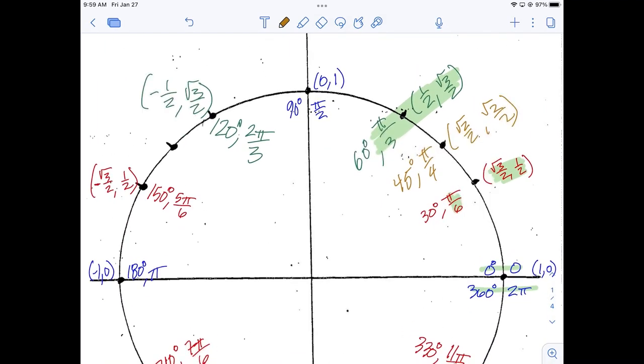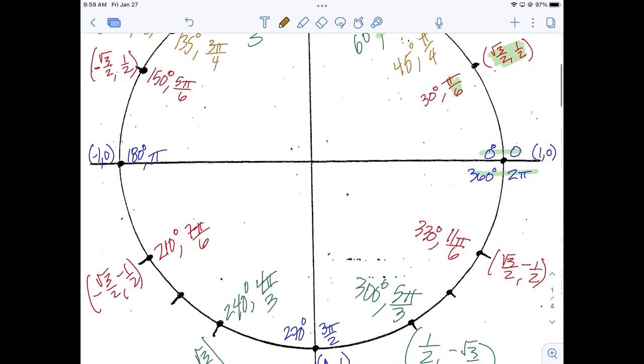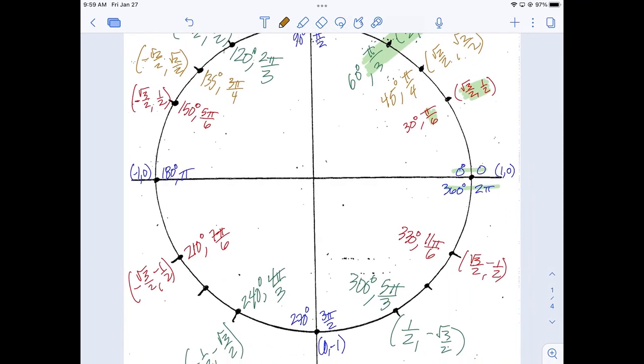We jump across over here. 180 minus 45 is 135, and that's going to be pi fourths short, so it's 3 pi fourths. And now it's negative square root of 2 halves, positive square root of 2 halves. Down here, 45 degrees past 180 is 225. And that's going to be 5 pi fourths. And the ordered pair there, they're both negative. Negative root 2 over 2, negative root 2 over 2.